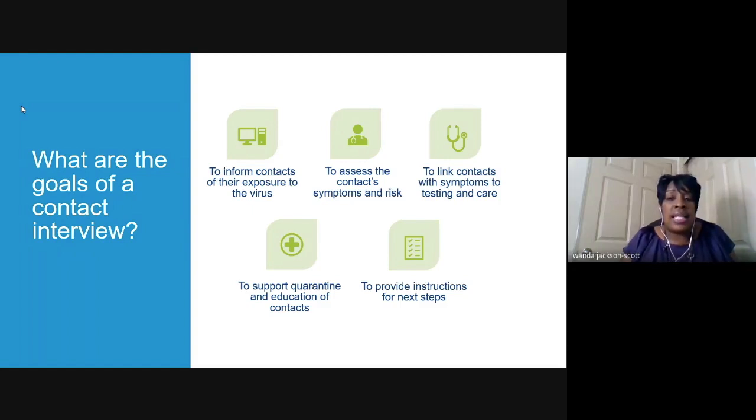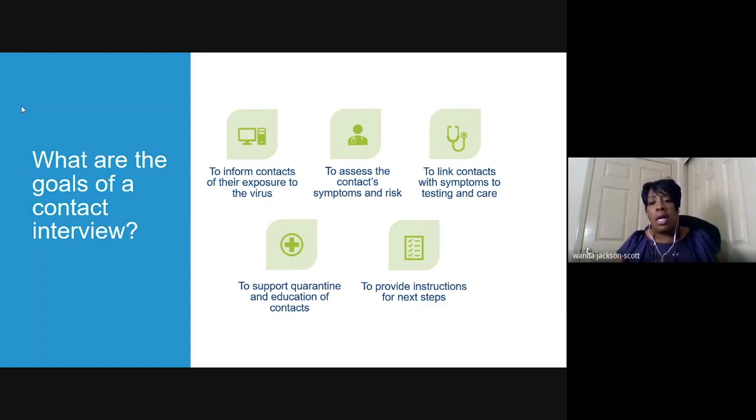We then want to link the contacts with symptoms to testing and care. And we want to do this immediately so people can learn of their status and receive appropriate care and take immediate precautions to avoid spread of infection. We then want to support quarantine and education of contacts. And this can be accomplished by asking about challenges they would encounter and then having the contact drive their care plan so that it's realistic and achievable for them. Finally, we want to provide instructions for next steps. The contact really maintains locus of control. That's empowerment. And we want our contacts to know that they are empowered.